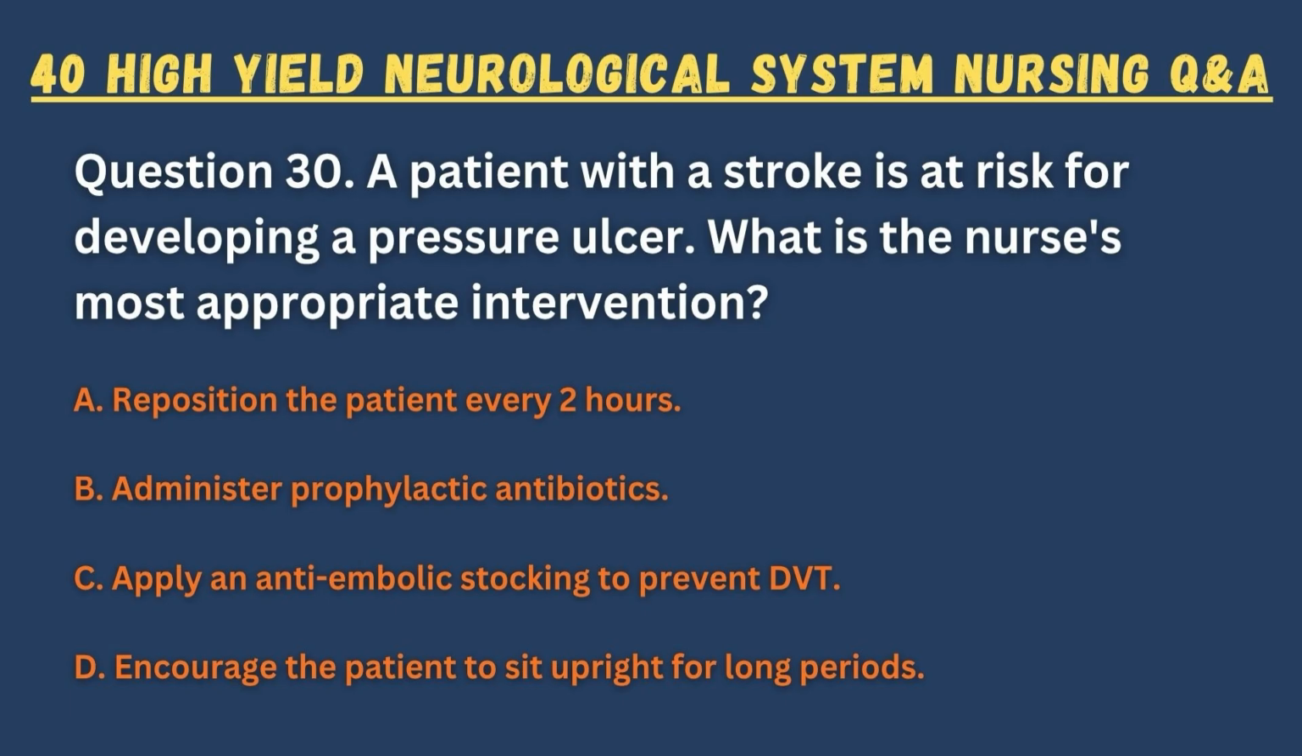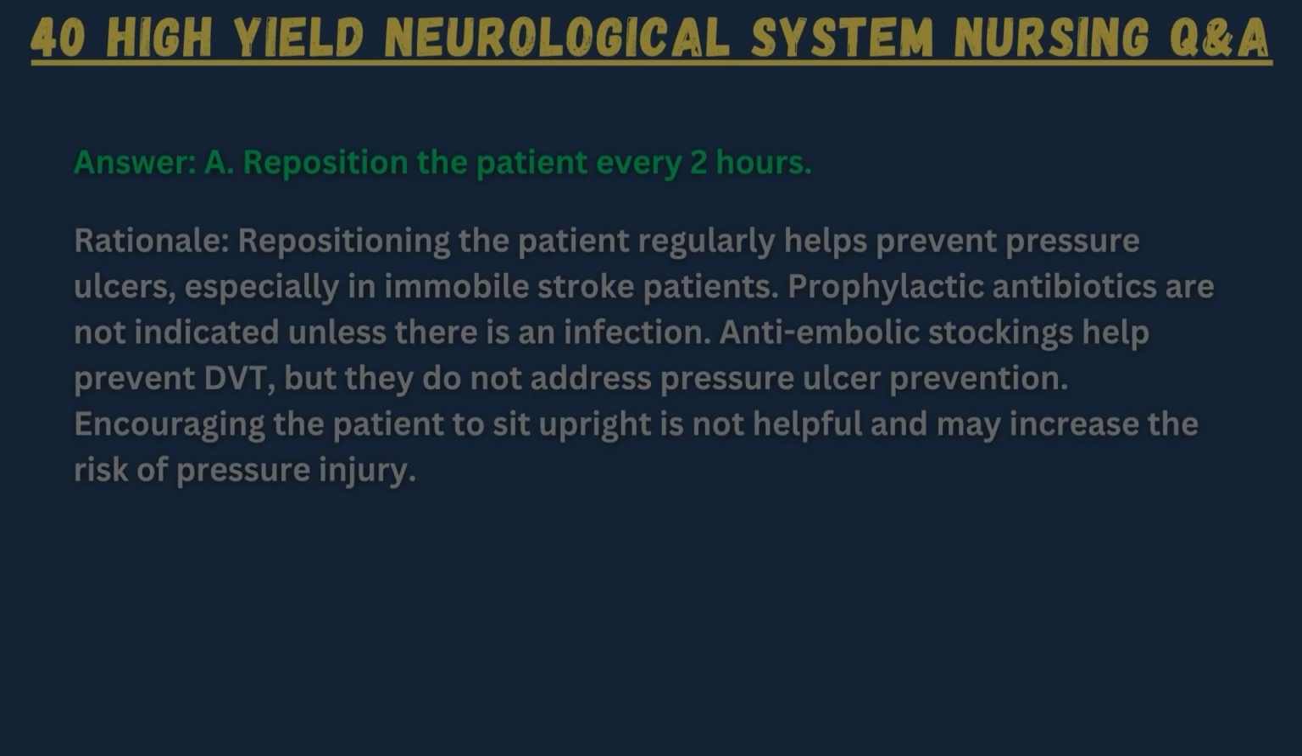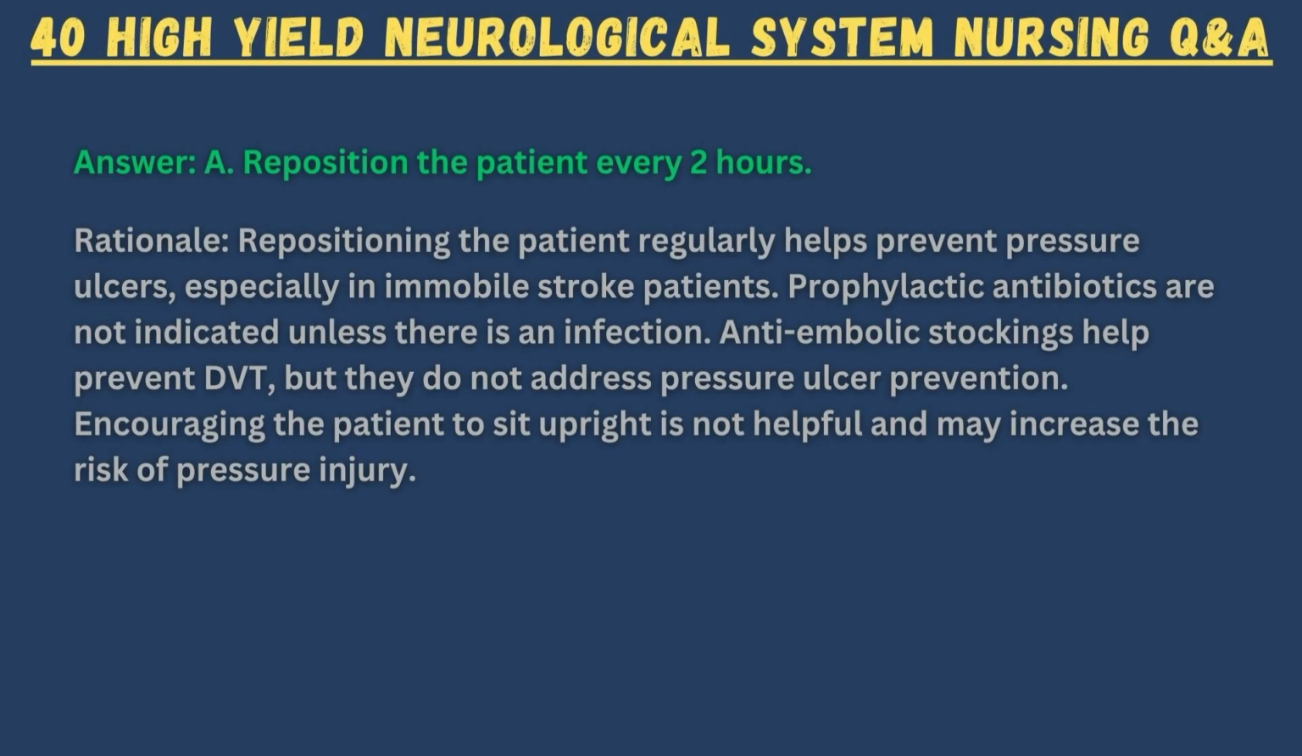Question 30. A patient with a stroke is at risk for developing a pressure ulcer. What is the nurse's most appropriate intervention? A. Reposition the patient every 2 hours. B. Administer prophylactic antibiotics. C. Apply an antiembolic stocking to prevent DVT. D. Encourage the patient to sit upright for long periods. Answer. A. Reposition the patient every 2 hours.